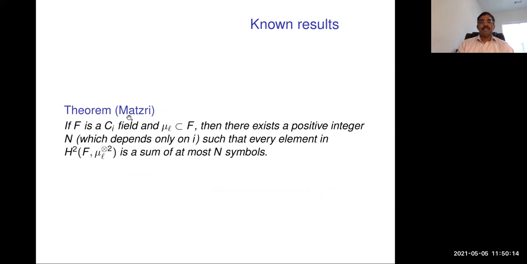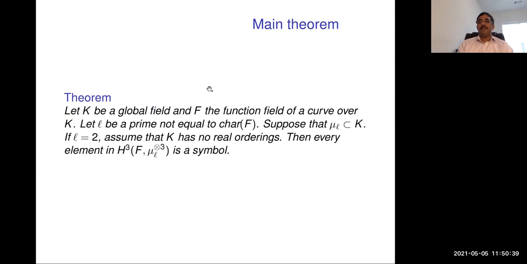And in some other direction, if you take any C_i field and suppose mu_L is contained in F, then there exists a positive integer n which depends only on i, such that every element in H^2 is a sum of at most n symbols. So that means this field is 2L bounded. Okay, this is our main theorem.